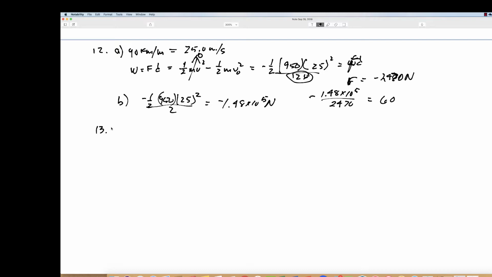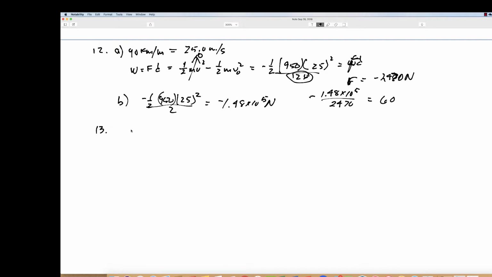Number 13 states the following. A car's bumper is designed to withstand a 4 kilometer per hour, 1.1 meter per second collision with an immovable object without damage to the body of the car. The bumper cushions the shock by absorbing the force over a distance. Calculate the magnitude of the average force on a bumper that collapses 0.2 meters while bringing a 900 kilogram car to rest from an initial speed of 1.1 meters per second.